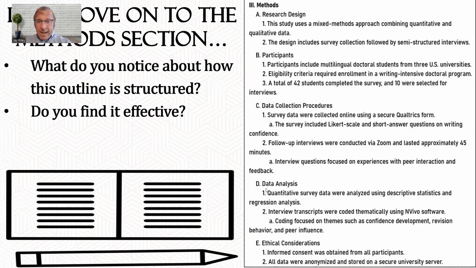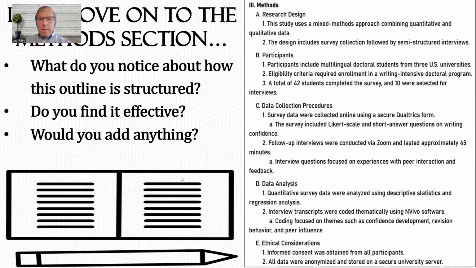I think that's pretty good. Data analysis, quantitative survey were analyzed using descriptive statistics and regression analysis. I might include something like JASP or SPSS or whatever software they're using. They do mention that for the qualitative aspects, they talk about using in vivo. And then finally, the ethical considerations. So that's something that I would add in there, something on sampling. But overall, I think this is a pretty good outline of a method section. And that's going to be pretty consistent. I think the method section is pretty easy to write.